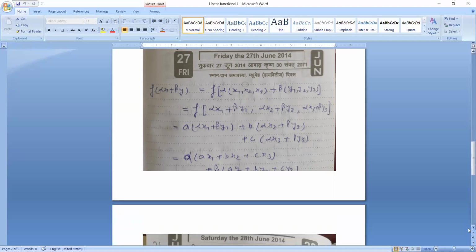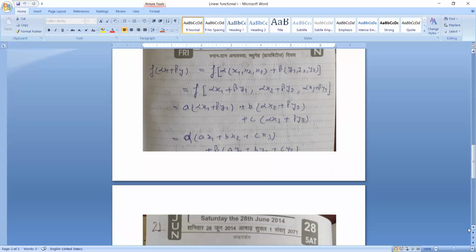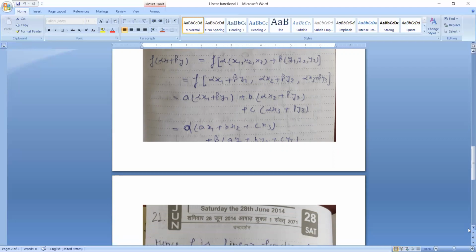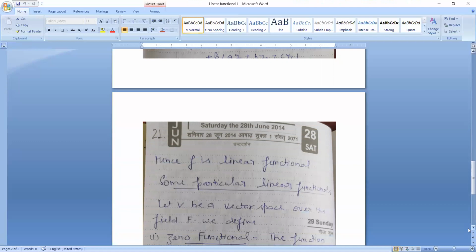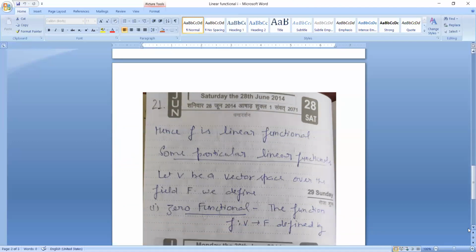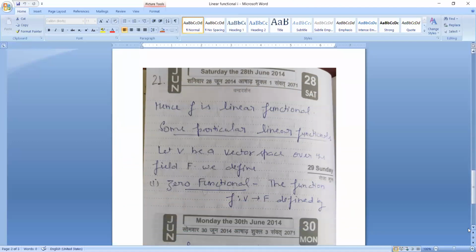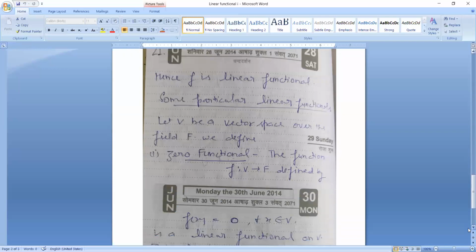is equal to alpha times a x1 plus b x2 plus c x3, plus beta times a y1 plus b y2 plus c y3. Hence, f is a linear functional. Now we understand some particular linear functionals.